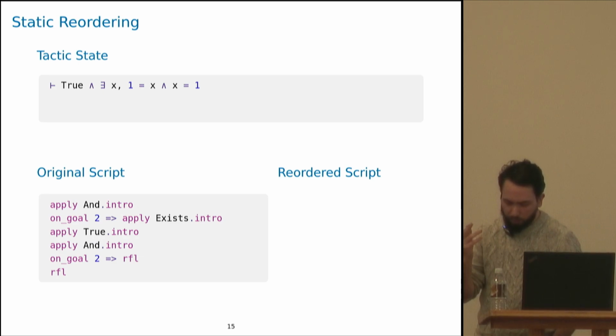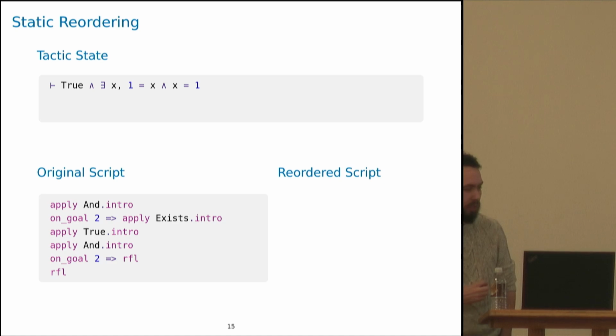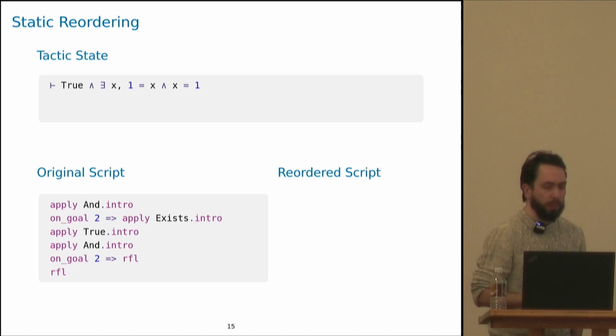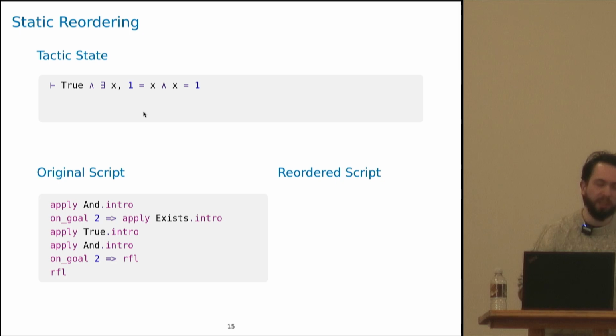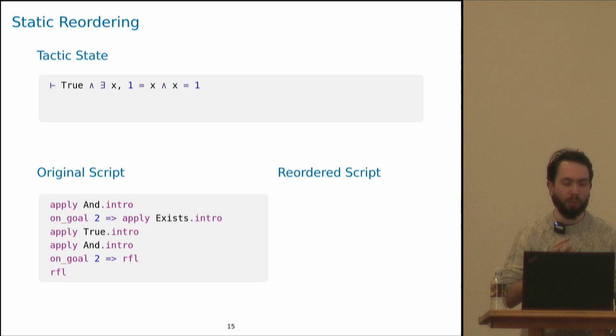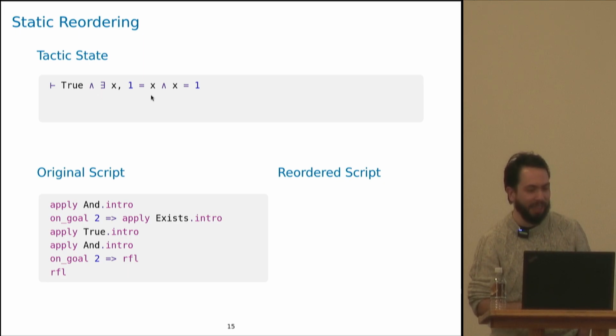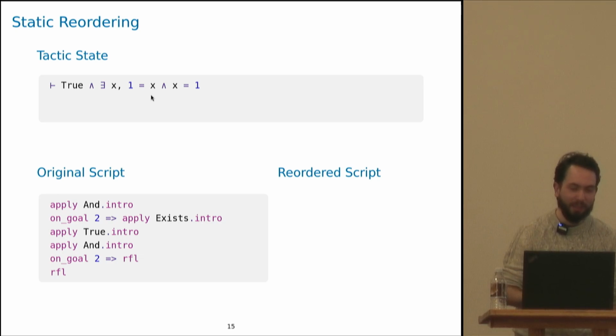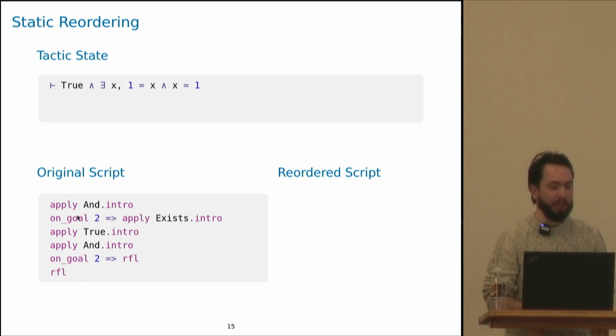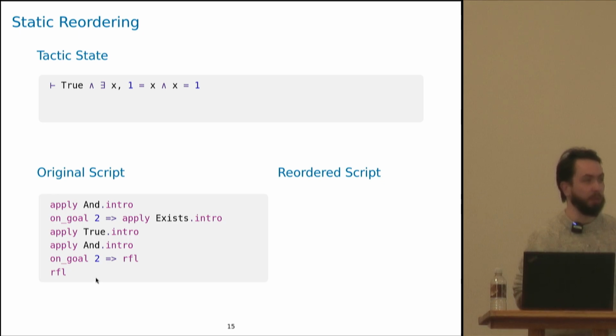I actually propose two methods for dealing with this. So let's take this example. This is a very synthetic example. I apologize. There are more natural examples, but I was too lazy to find them. So we have one goal here, which is true, and there exists an x such that 1 equals x and x equals 1. And okay, there is the original script down here. And we want to reorder this as much as possible.